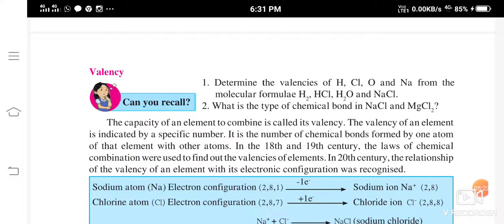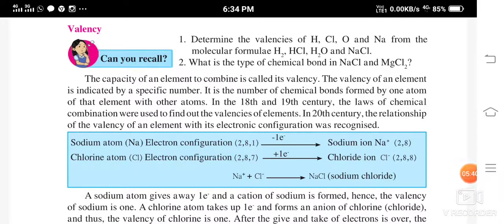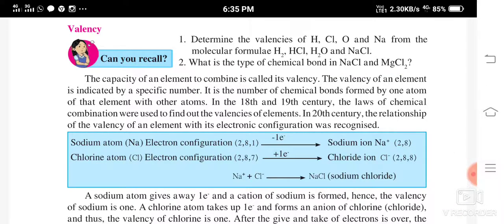Now, what is the type of chemical bond in sodium chloride and magnesium chloride? It is an ionic bond. There are two types of bonds, ionic bond and covalent bond. So the bonds which exist in sodium chloride and magnesium chloride are ionic bonds.